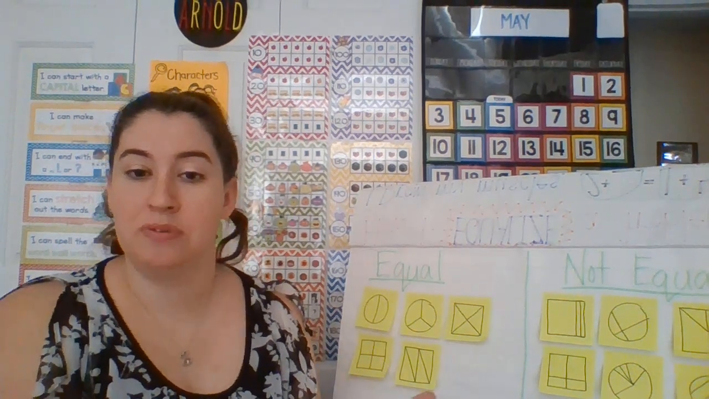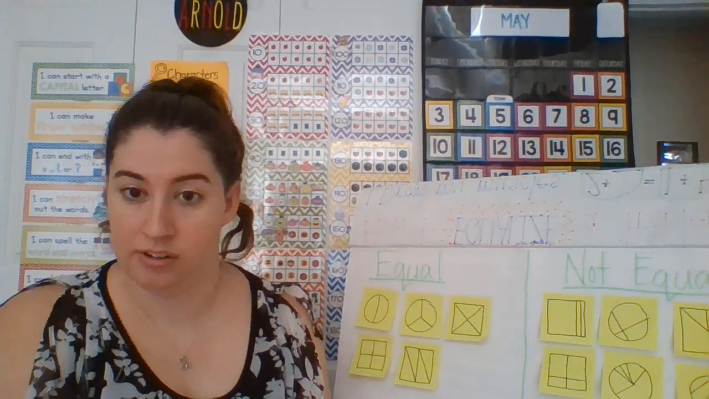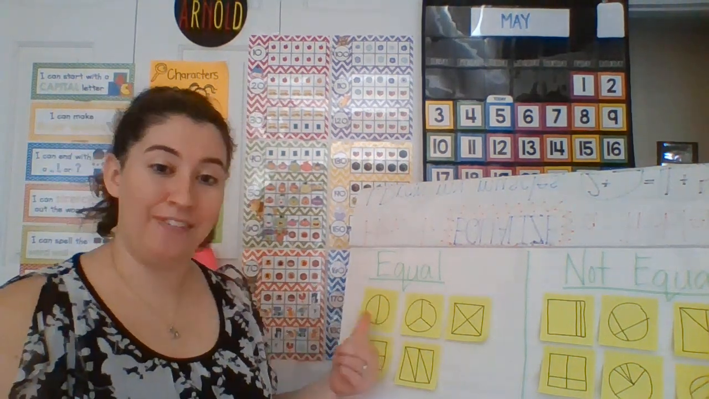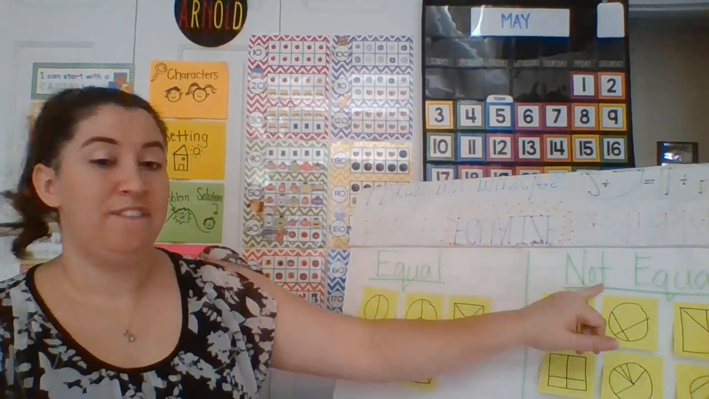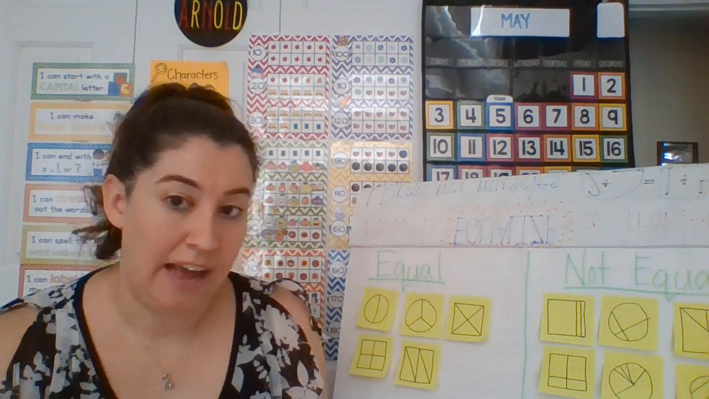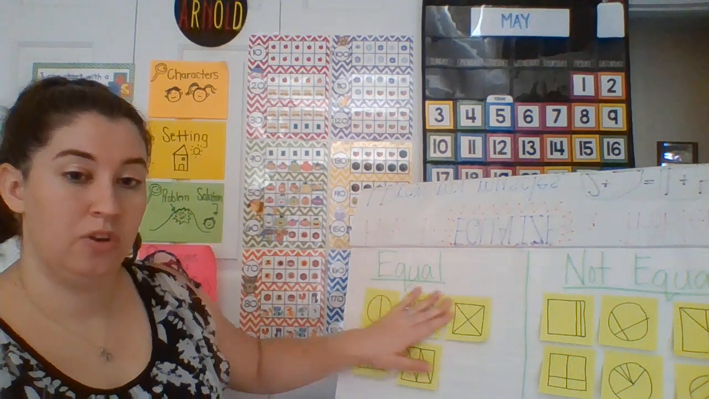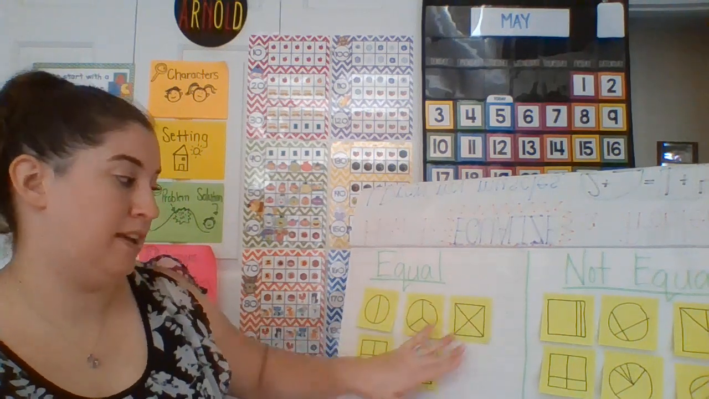And so if I'm sharing with someone, it's only fair if we both get the same amount. So they have to be equal. If they're not equal, then it's not a fraction. Okay? So let's start over here. These ones are examples of equal.